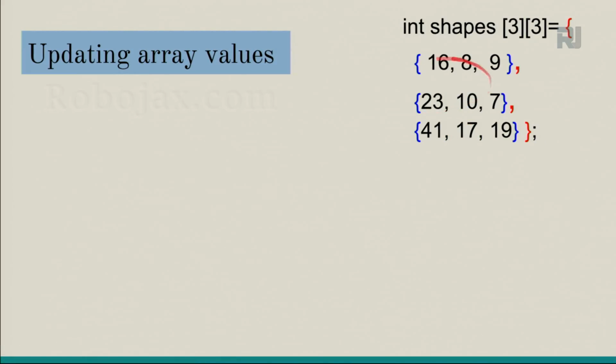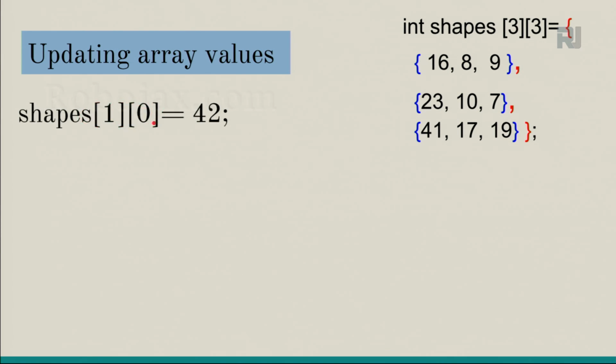Now let's see how we can update an array. As I've explained in previous lectures, with a regular array this is exactly the same, except you have to put the proper index for row and column. In this case, the array is called shapes, so you type shapes and inside square brackets, row and column.